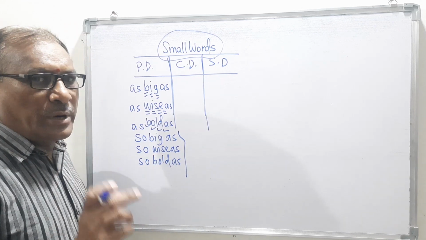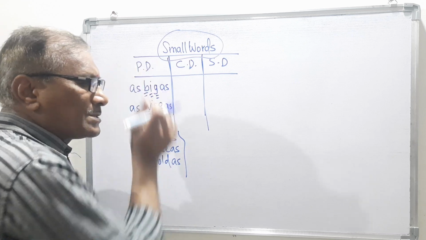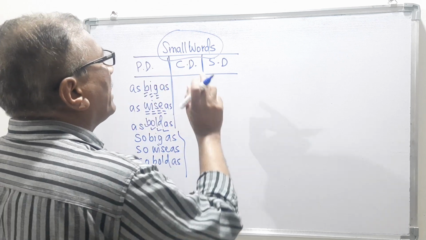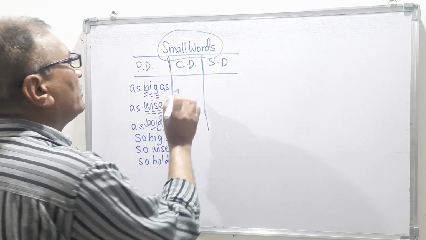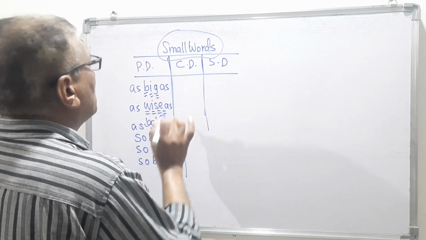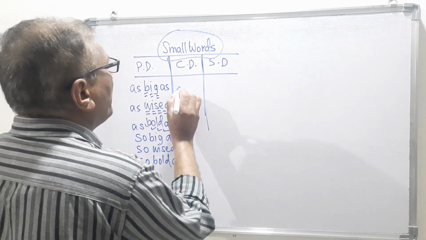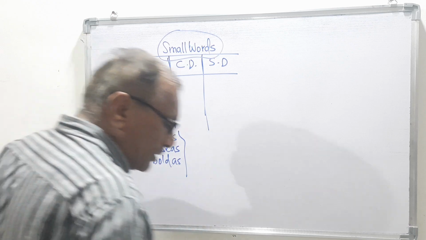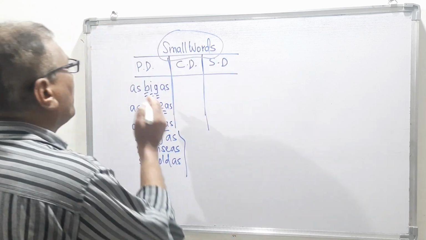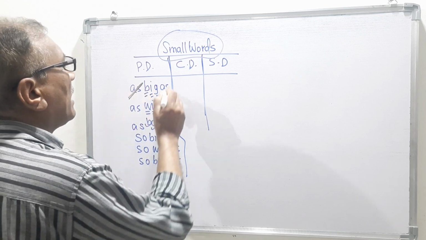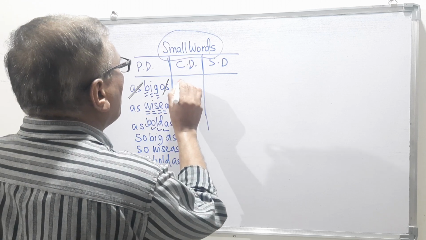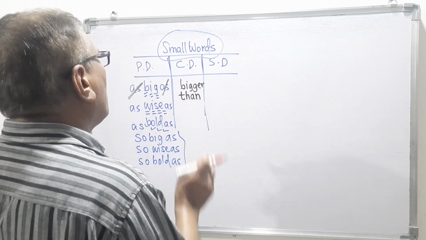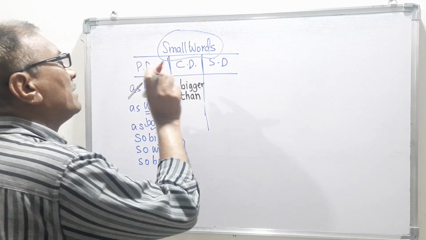Remember, today we are discussing the small words, which can make the positive degree, comparative degree and superlative degree. Now I will make the comparative degrees of these small words. As big as: when I make the comparative degree form, I will not take the as. I will take only big, and I will say bigger than. So bigger than is the comparative degree.